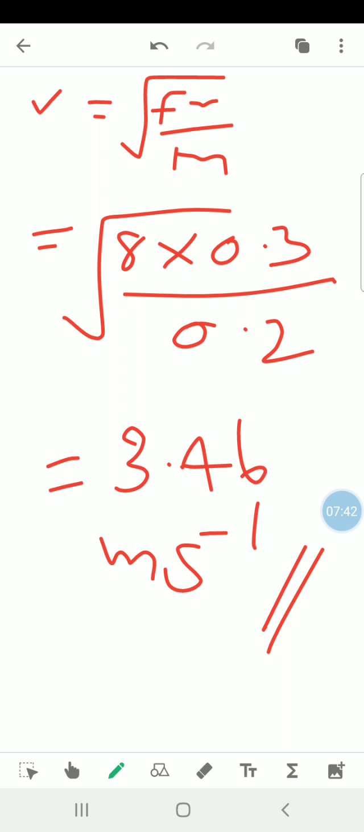If you do 8 into 0.3 divided by 0.2, and then take the square root, you get the final answer to be 3.46. If you have any difficulties, please raise questions. So let's go into the next part of the question.